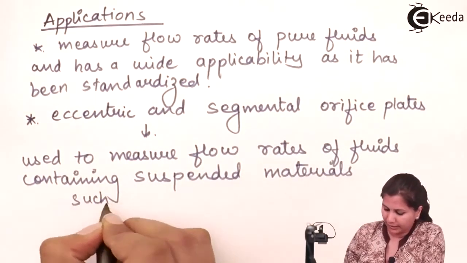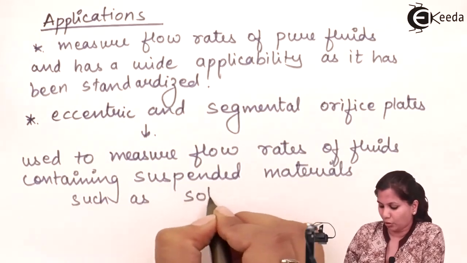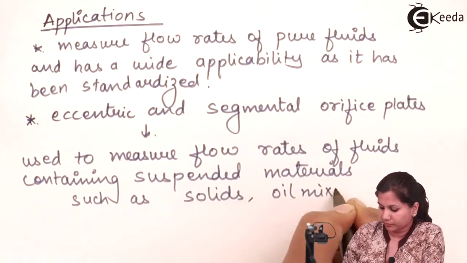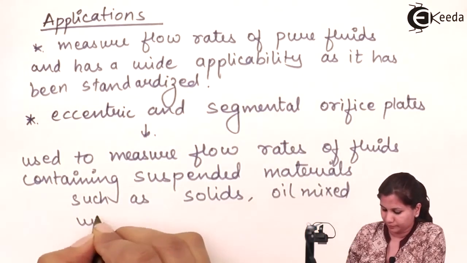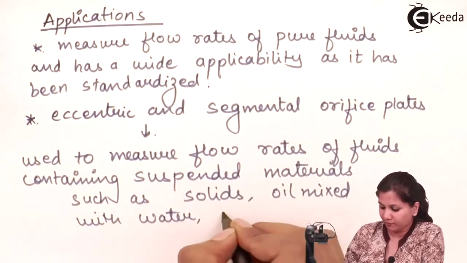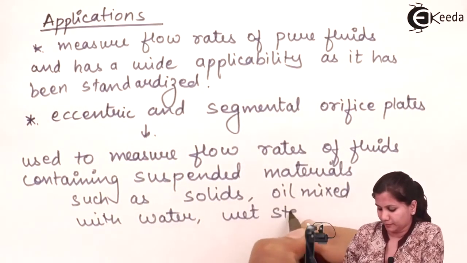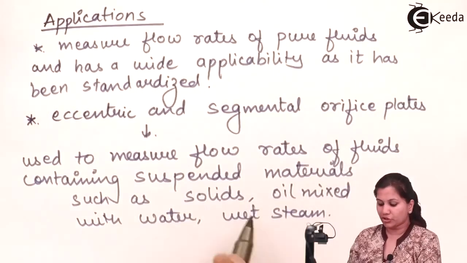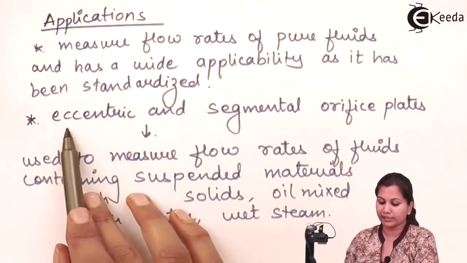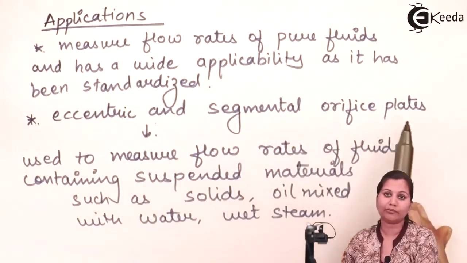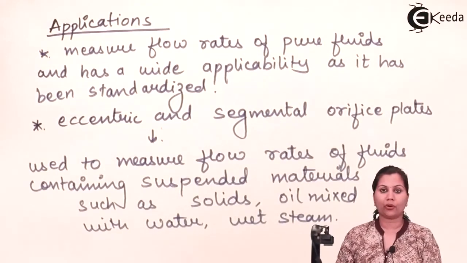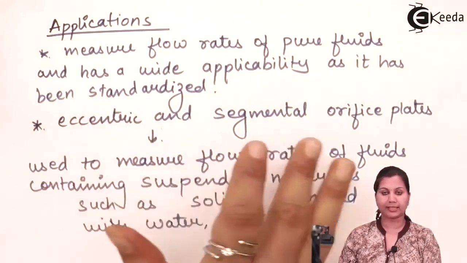Suspended materials like solids, oil mixed with water, or the steam which is wet. So such type of fluids, their flow rates can be measured with the help of the eccentric and the segmental type of orifice plates. So these are some of the applications of the orifice plates and the various types of orifice plates.